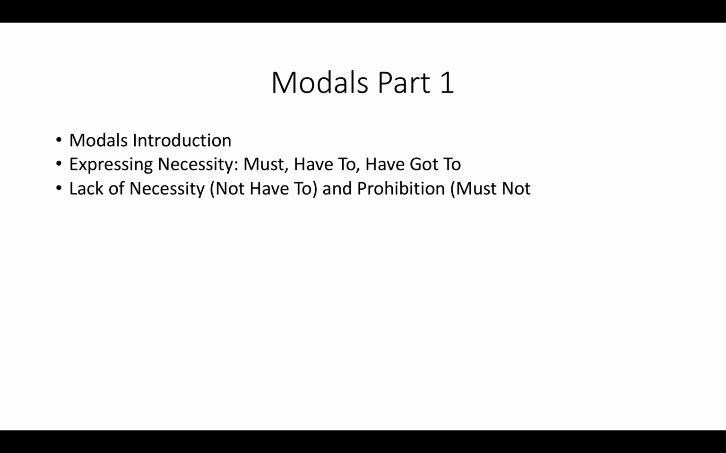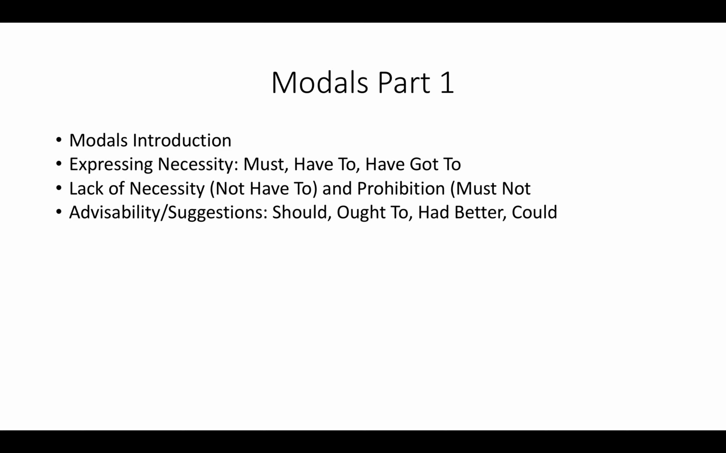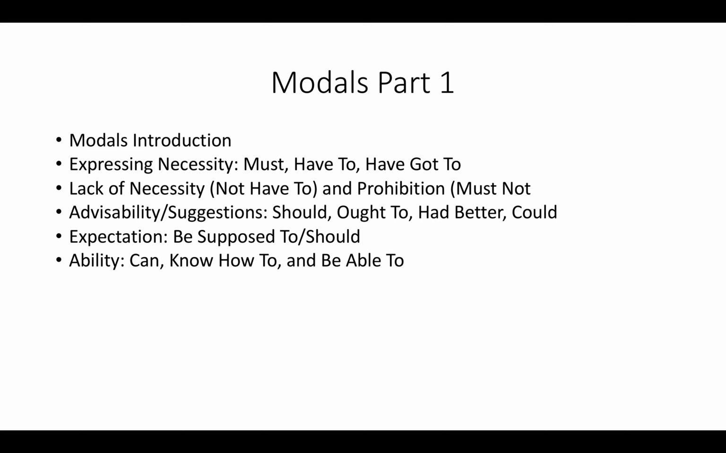So we are going to cover expressing necessity using must, have to, have got to. We will talk about lack of necessity, not have to, and prohibition using must not. We will talk about advisability and suggestions, which are expressed using the modals should, ought to, had better, and could. Then we talk about expectations that are expressed via be supposed to and should.